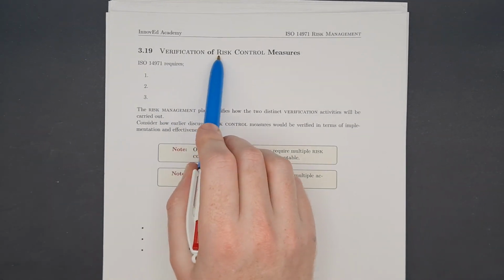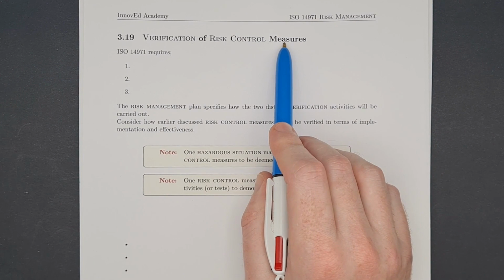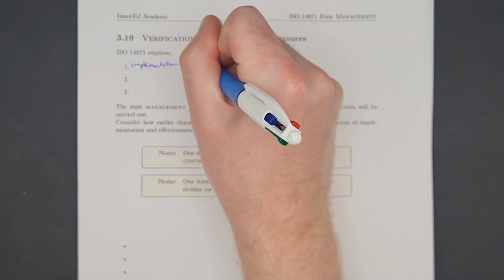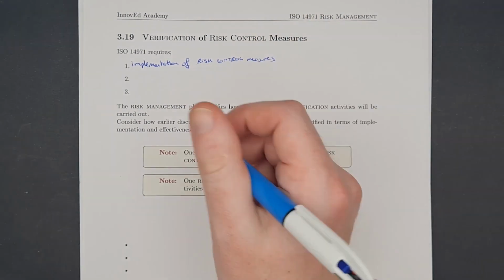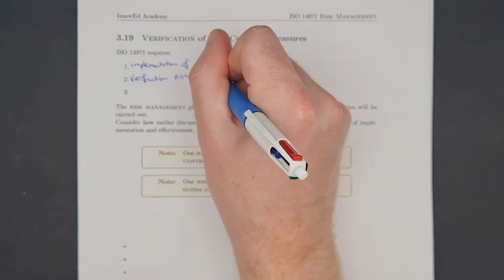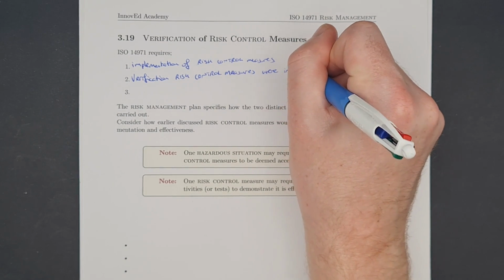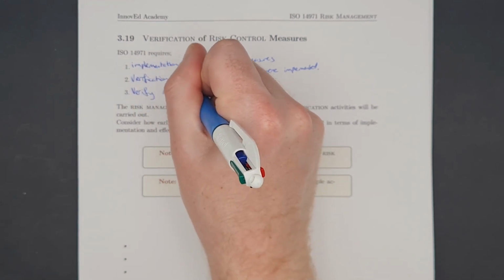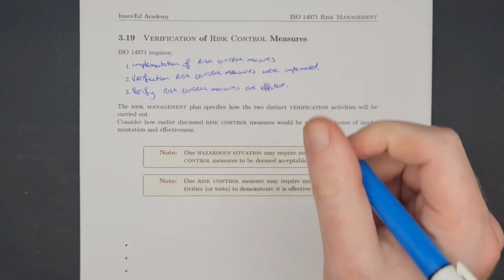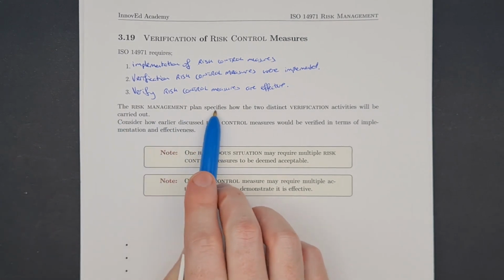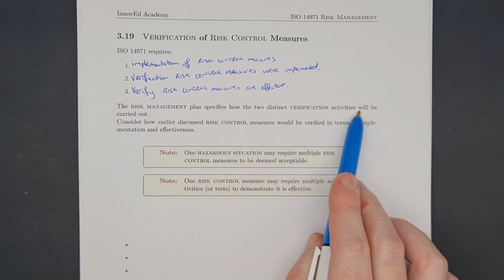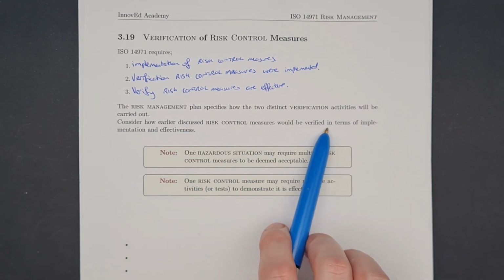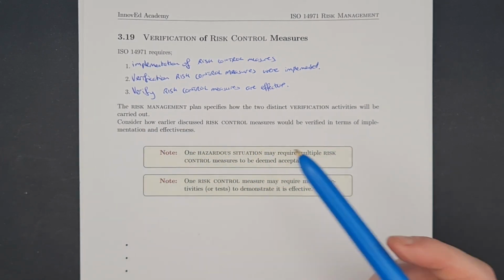In this lesson, we're going to discuss the verification of risk control measures. ISO 14971 requires the implementation of risk control measures followed by verification that they were implemented. And then, of course, it's not good enough to just verify that you've implemented the risk control measure. You must, in fact, verify that the risk control measures are effective. The risk management plan will specify how the two distinct verification activities will be carried out. So consider how earlier discussed risk control measures would be verified in terms of implementation and effectiveness.